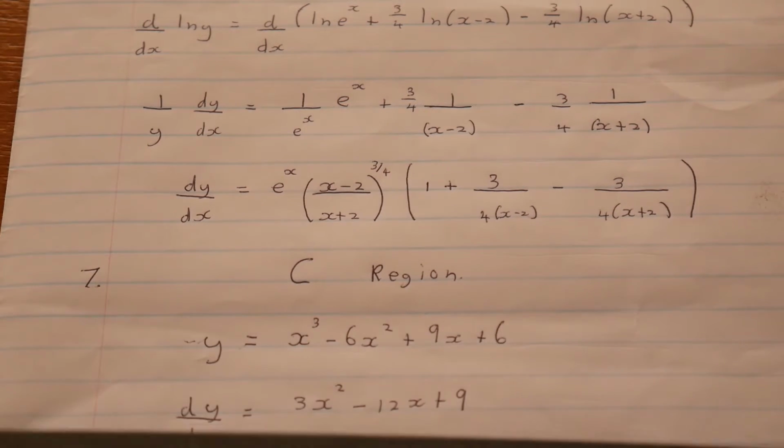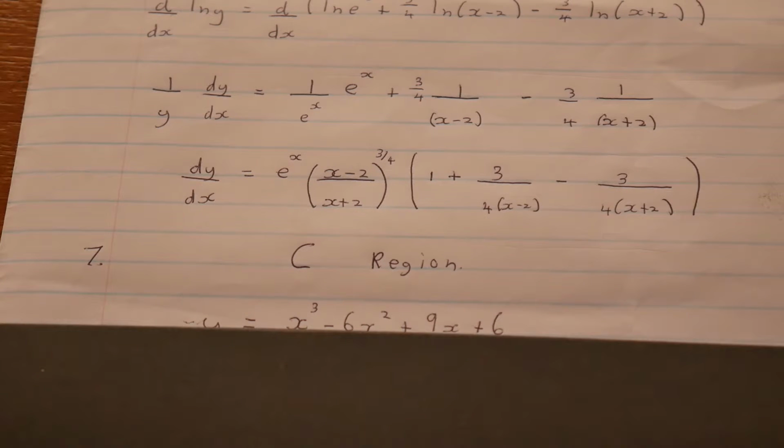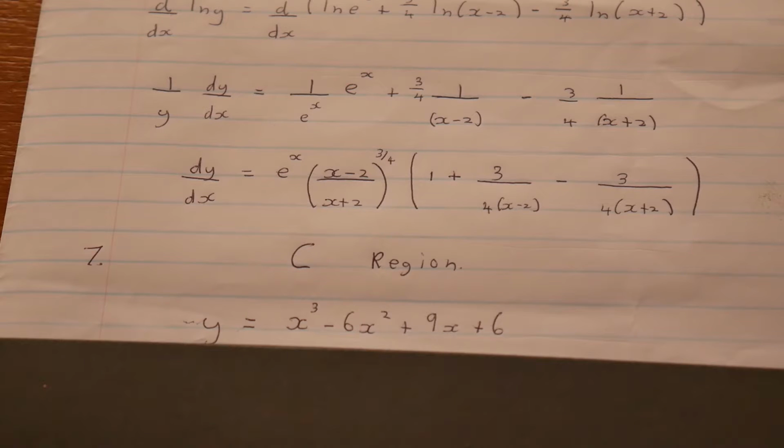Now we go on to the C region, stationary points. Alright, now we did this very example in class. For some reason, many people still don't understand stationary points. I hope this will clear up everything for those who are still kind of lost. Alright, so we have y is equal to x^3 minus 6x^2 plus 9x plus 6.